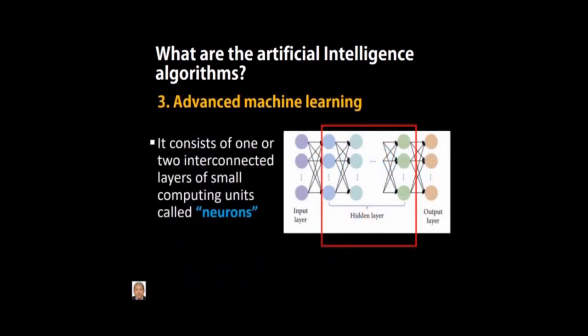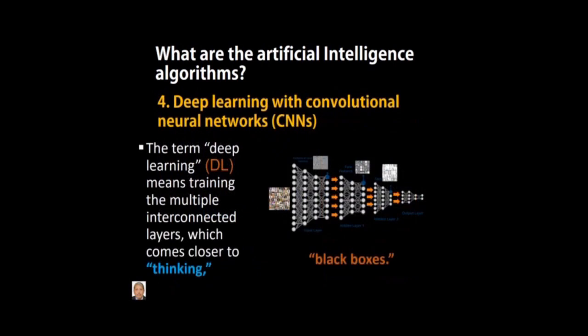The third artificial intelligence algorithm is advanced machine learning. It consists of one or two interconnected layers of small computing units called neurons. The fourth artificial intelligence algorithm is deep learning with convolutional neural networks (CNNs). The term deep learning means training the multiple interconnected layers, which comes closer to thinking. It is called black boxes.